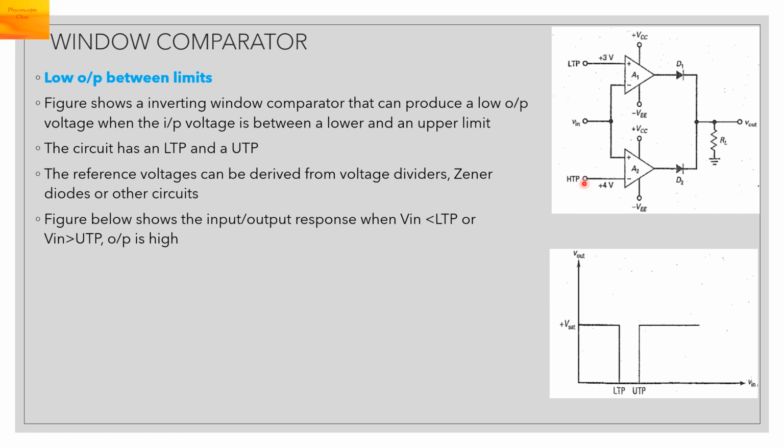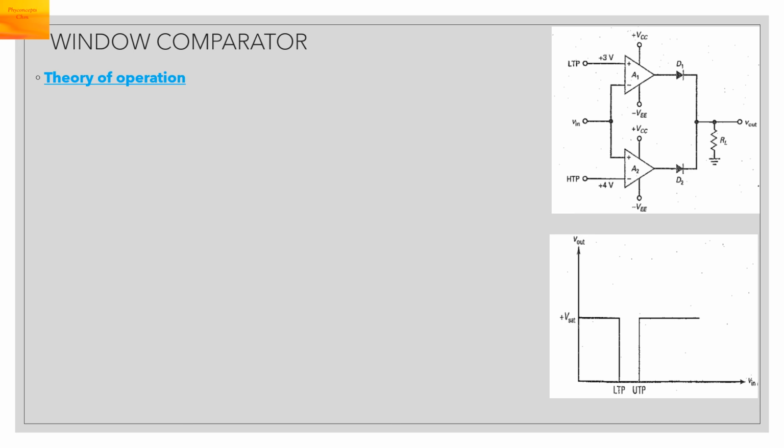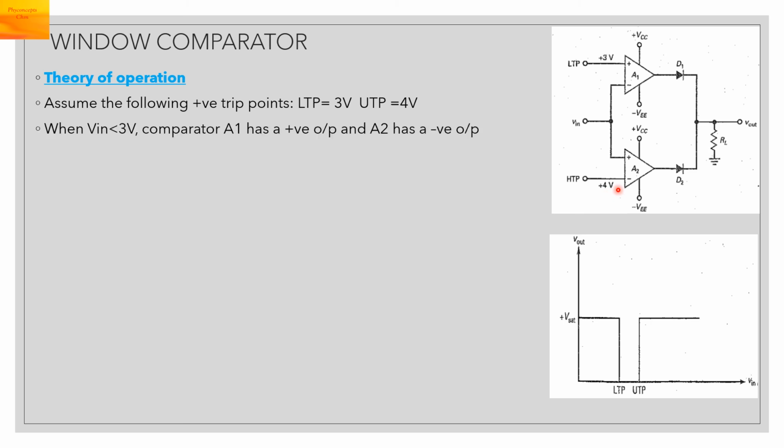The figure shows the output response. We can see here that when Vin is less than LTP and when Vin is greater than UTP, the output is high. When Vin is between LTP and UTP, the output is low. We'll see the theory. Assume the trip points to be positive. Suppose LTP is 3 volts and the UTP is 4 volts.